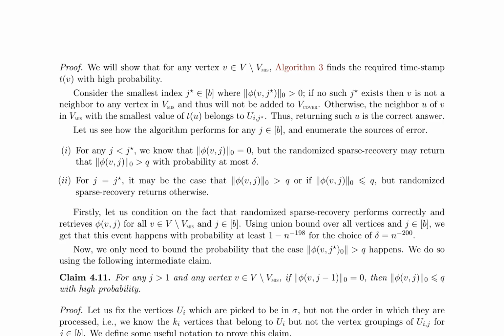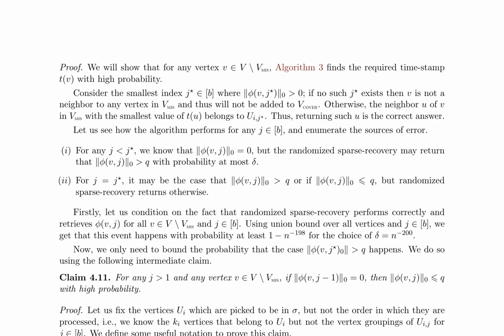Algorithm 3's correctness is established by demonstrating that it finds the required timestamp t, v, with high probability for any vertex v element of v, v-mis. The algorithm's performance is analyzed by considering the smallest index j star element of b, where the norm of phi, v, j star, zero-norm, is greater than 0. If no such j star exists, v is not a neighbor to any vertex in v-mis and will not be added to vcover. Otherwise, the neighbor u of v in v-mis with the smallest value of t, u, belongs to ui, j star, and returning such u is the correct answer.